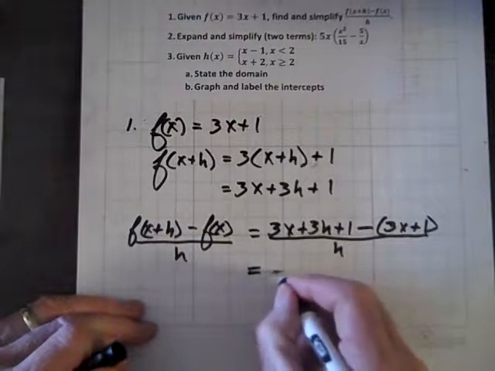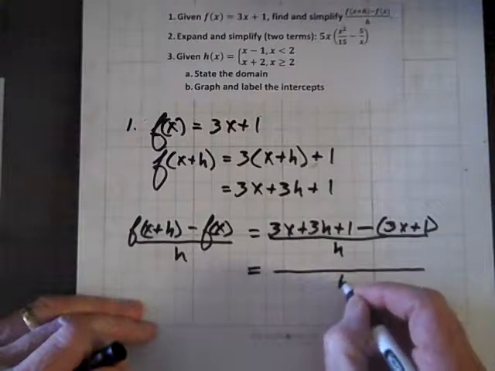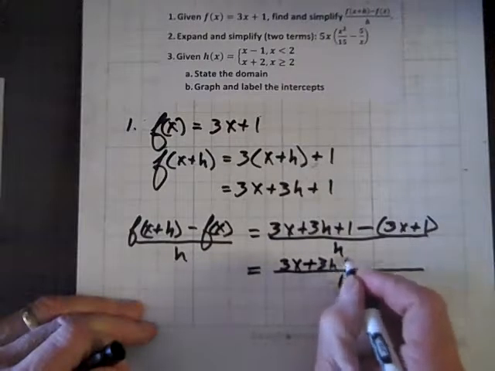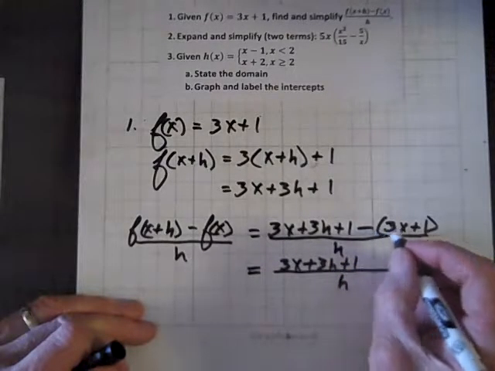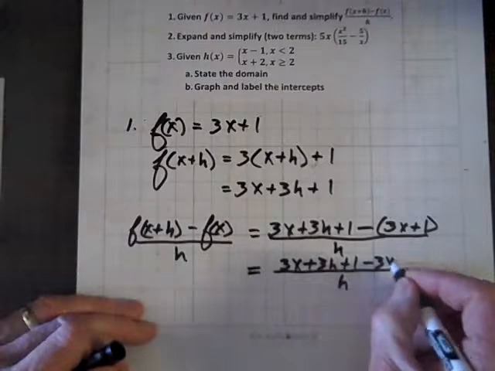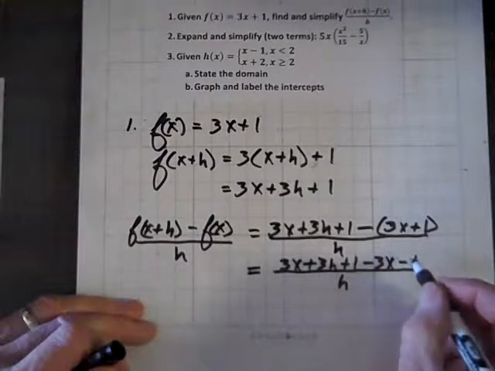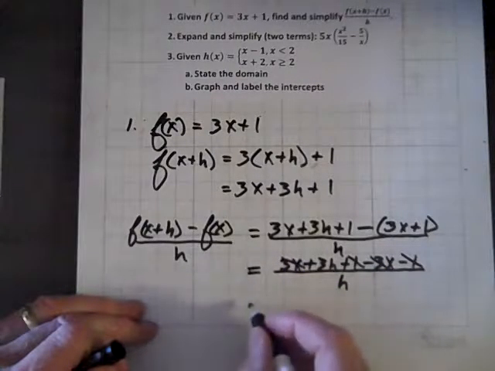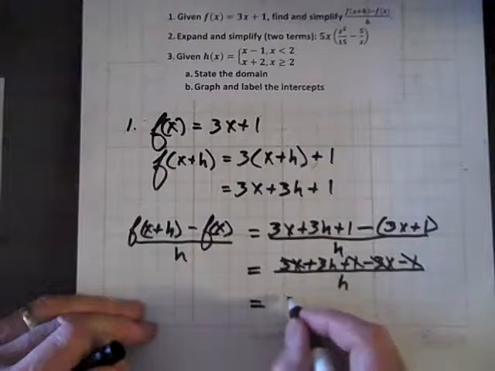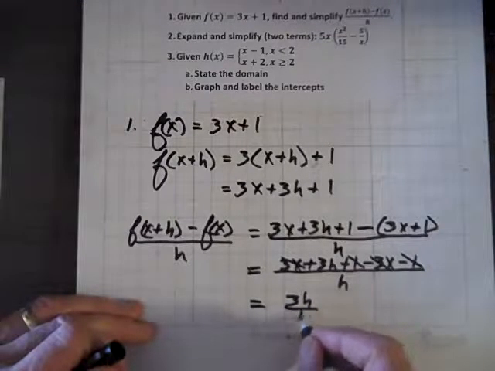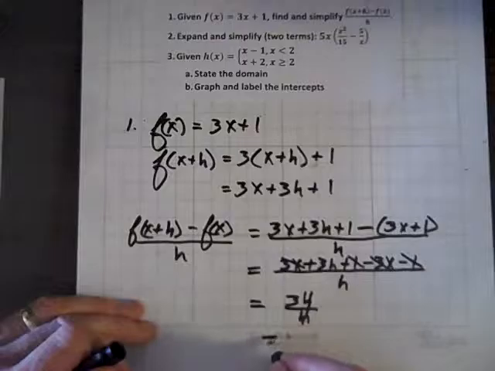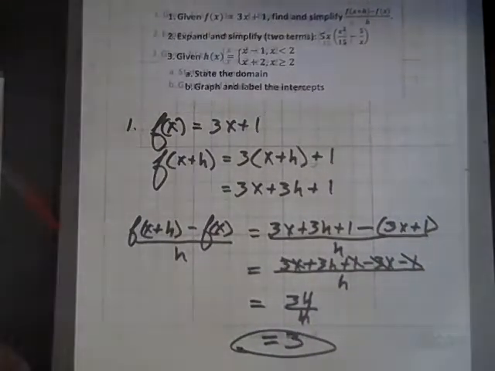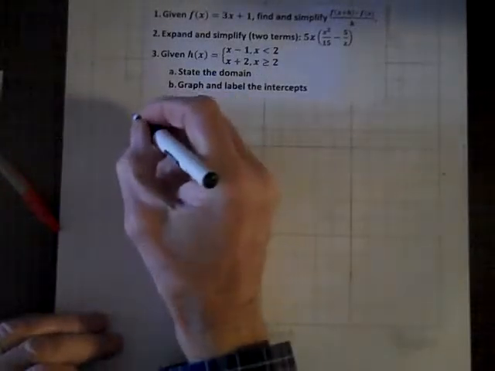Now that equals, there's our h, 3x plus 3h plus 1, distributing that negative, 3x minus 1. And notice, the 1's add out, as do the 3x's. So now we're left with 3h over h. The h's divide out, and we get 3. And we're done with that one. Well, let's do problem 2.